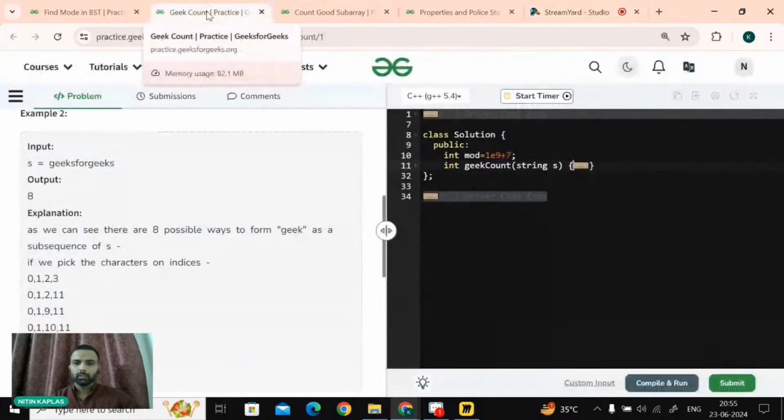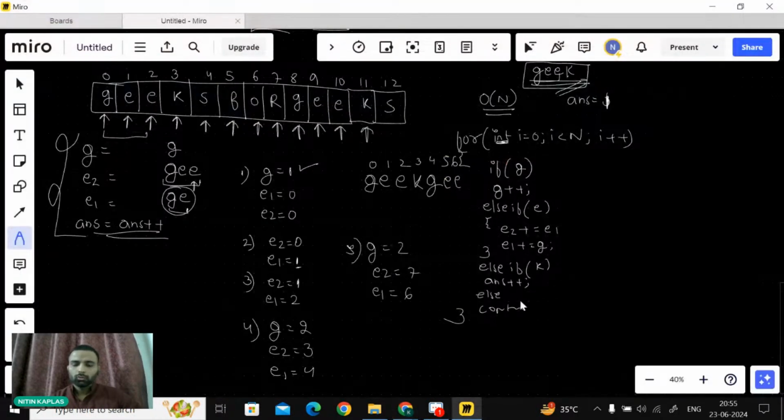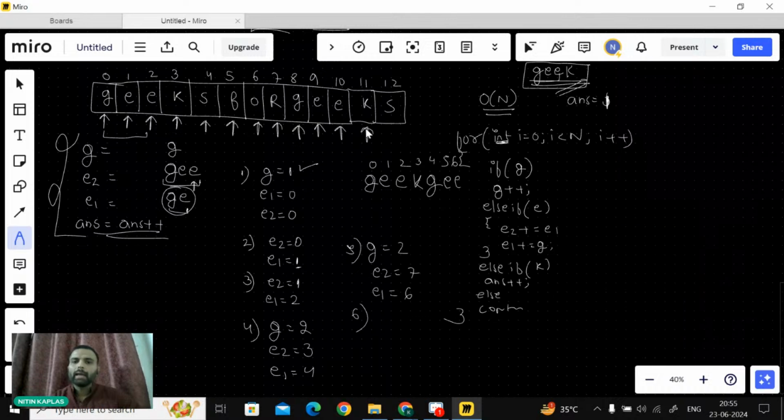Okay, so let's move forward. See here, my E1 is 6, right? Now you have the 6 count of E2, E2 is 7, right? Now when I move forward, I have K, right? When I have K, again I go into this case and I'm here.